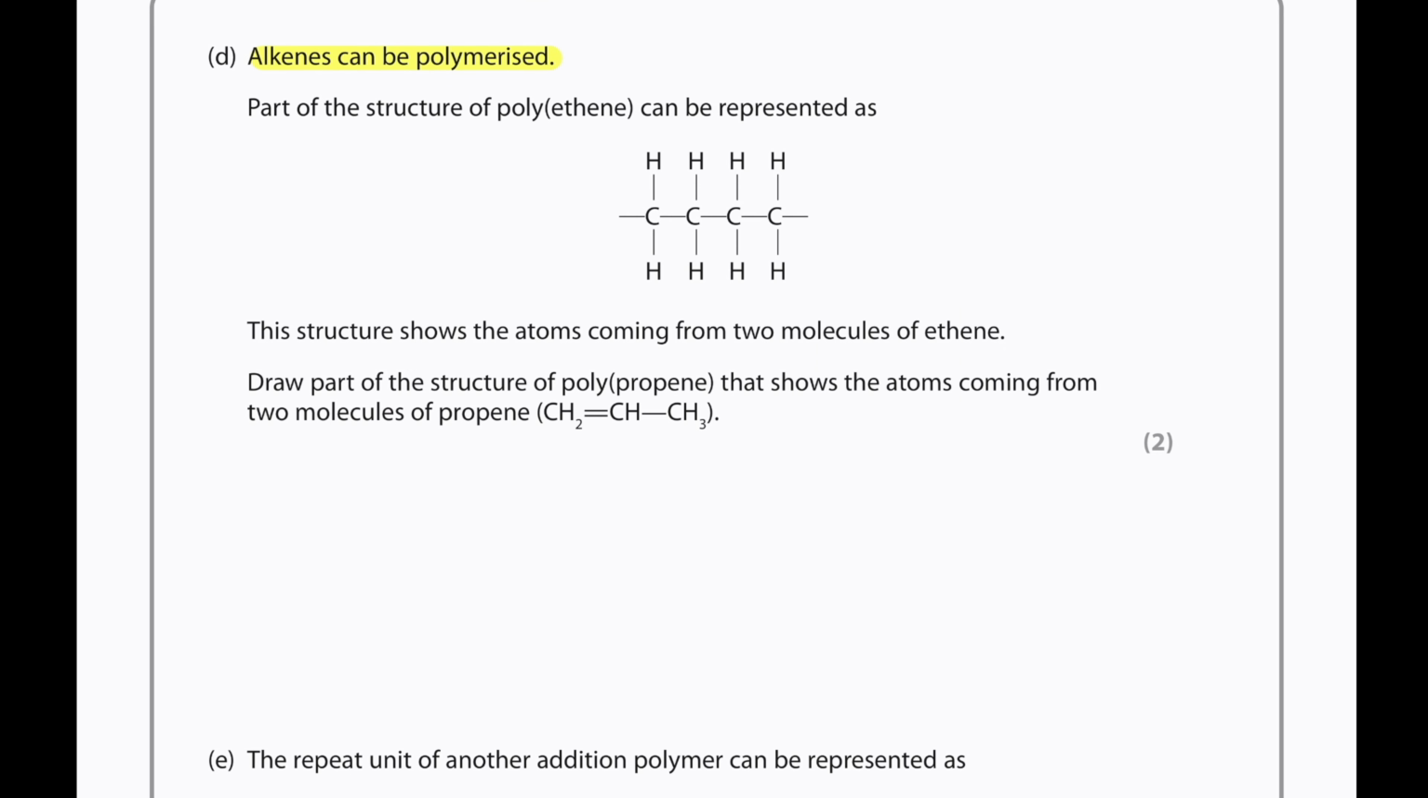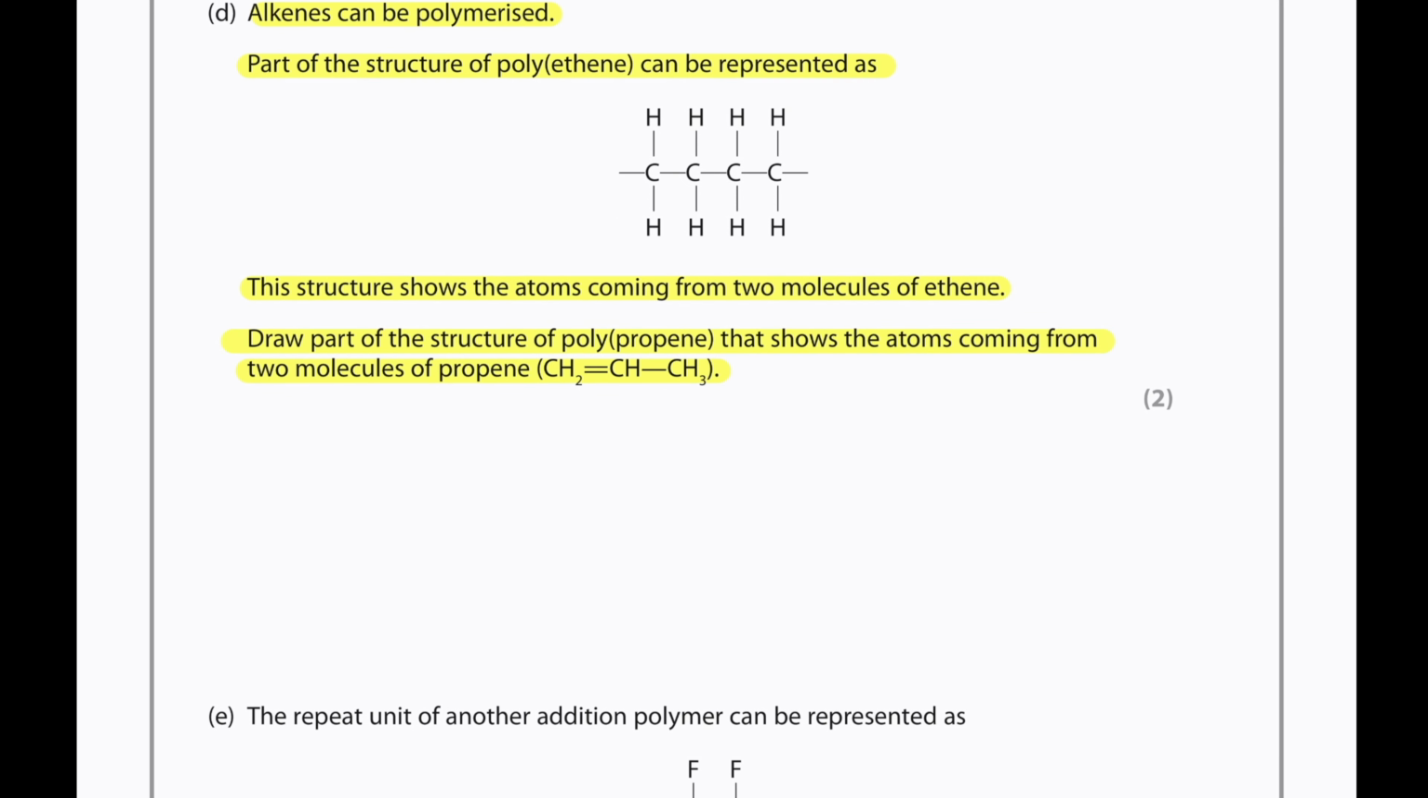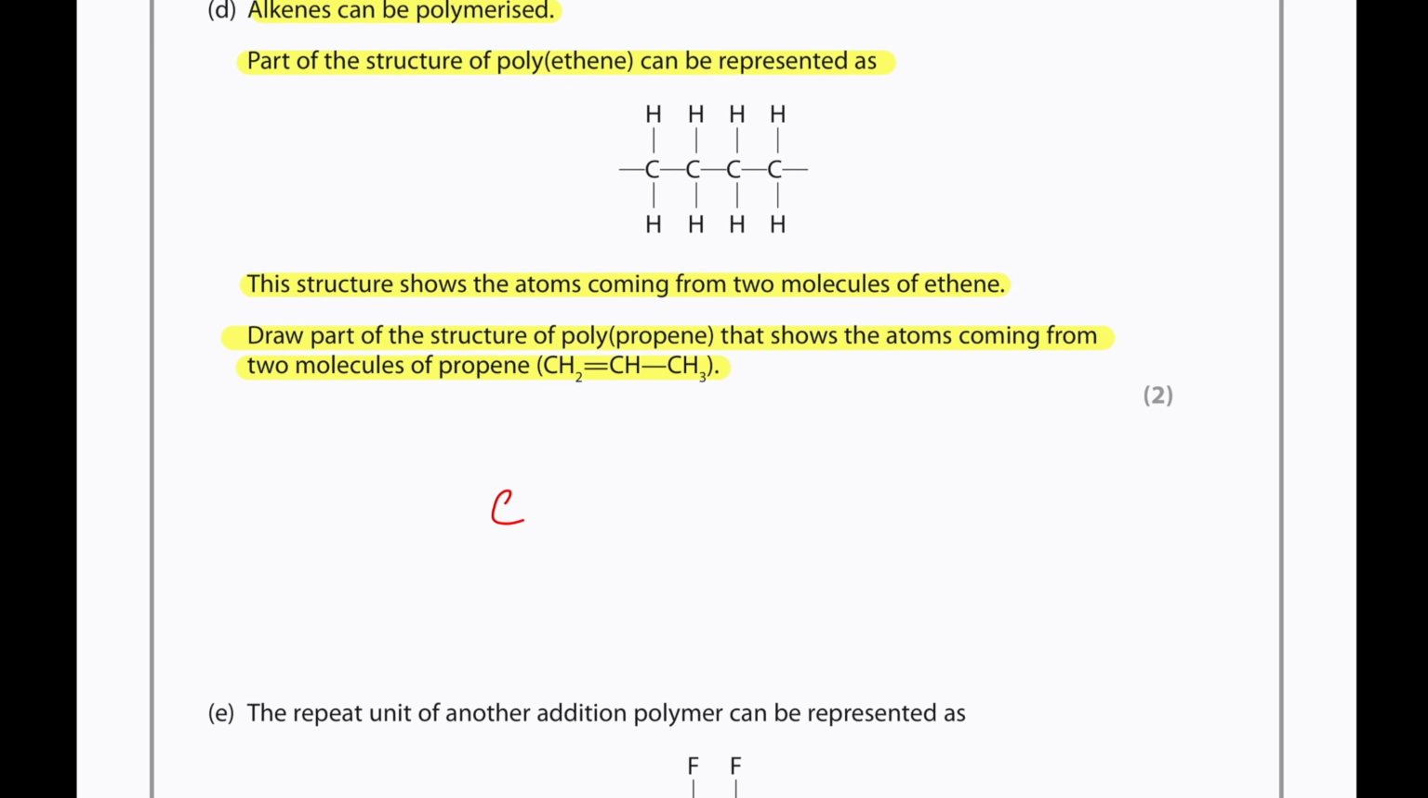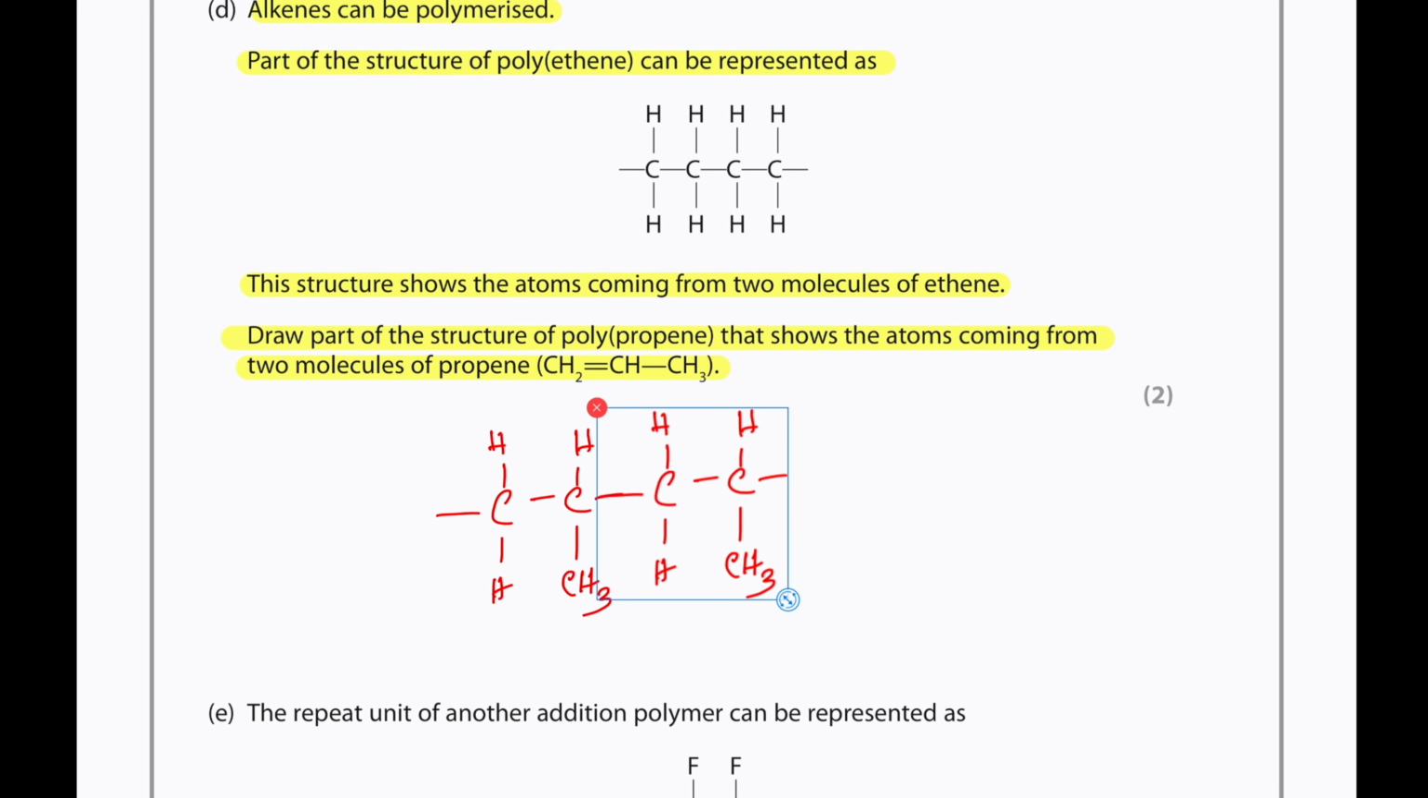Alkenes can be polymerized. Part of the structure of polyethene can be represented as shown; this structure shows the atoms coming from two molecules of ethene. Draw the part of the structure of polypropene that shows the atoms coming from two molecules of propene. To do this, we can think of the C=C double bond first and draw the remainder of the molecule keeping that in mind. Then we are going to open this carbon-carbon double bond and give it two hands on two sides. Then we're going to draw the second molecule right next to it.